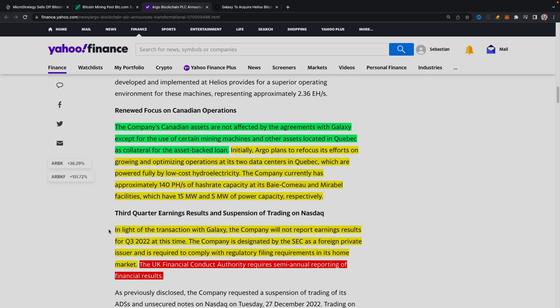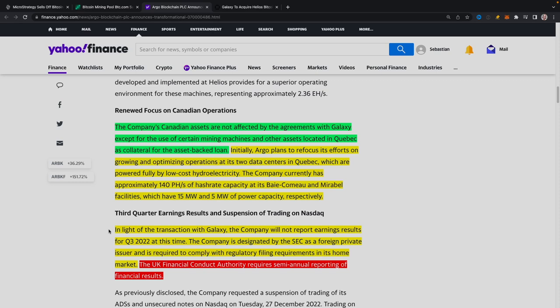So in light of the transaction with Galaxy, the company will not report earnings results for Q3 2022 at this time. The company is designated by the SEC as a foreign private issuer and is required to comply with regulatory filing requirements in its home market. The UK Financial Conduct Authority requires semi-annual reporting of financial results, so twice a year, which is unfortunate.